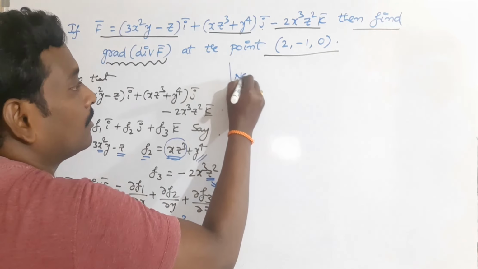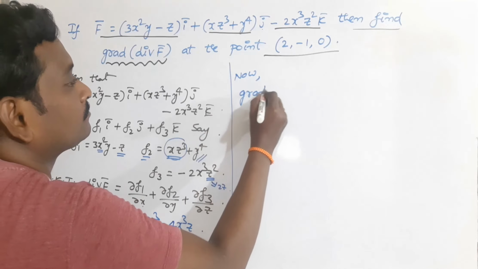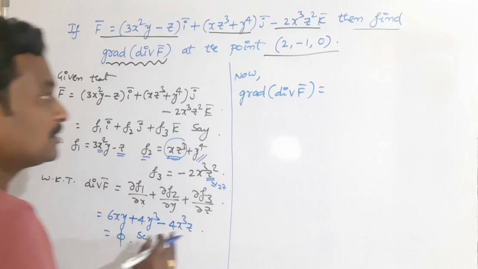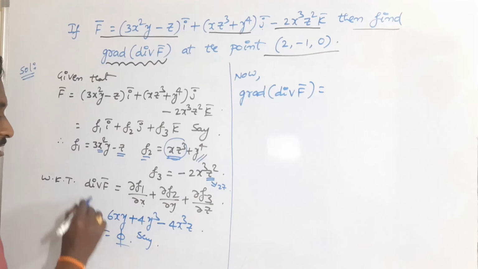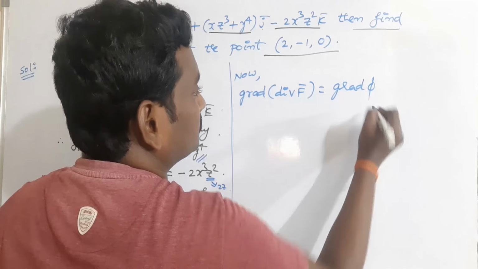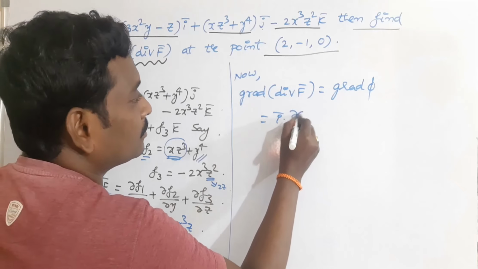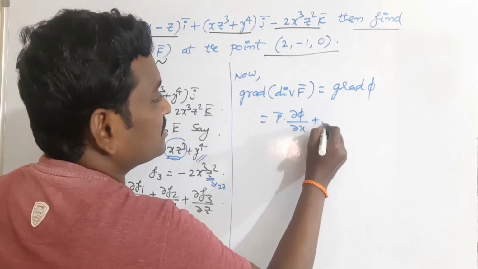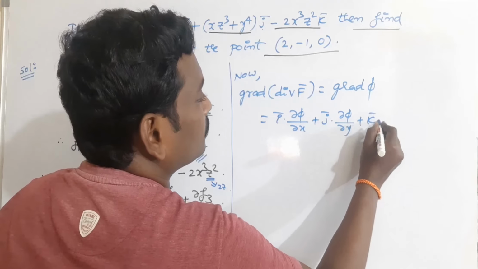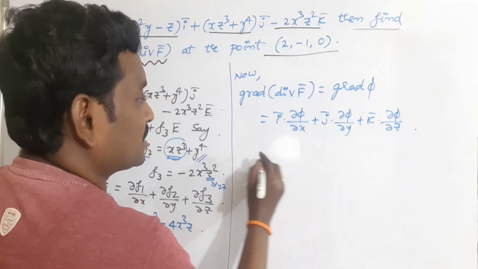Now we have to find out the gradient of the divergence of f bar, but already I put the name phi for the divergence of f bar. So replace the divergence of f bar by phi, grad phi. Write the definition of grad phi here, which is i bar into dou phi by dou x plus j bar into dou phi by dou y plus k bar into dou phi by dou z. Here this product is a scalar product.